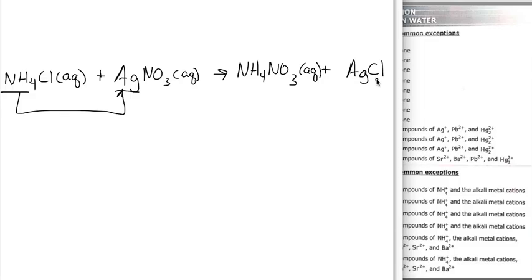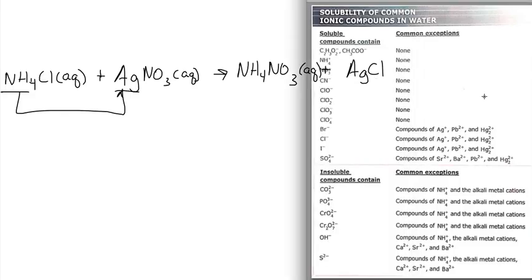Now let's look at our silver chloride. Looking at silver chloride, you can go down here and you can see chlorides, by rule, are also soluble, but there are some exceptions here. And one of the exceptions is silver. And so silver chloride would not obey the rule of soluble, but it would be insoluble.